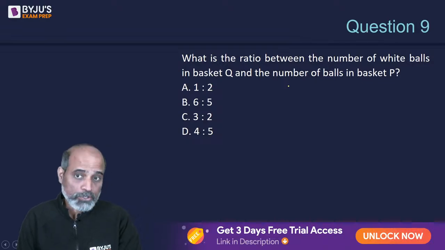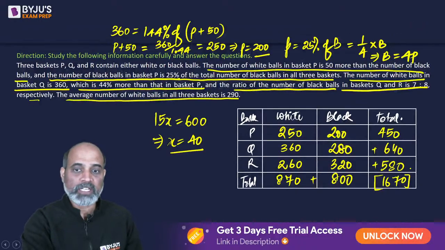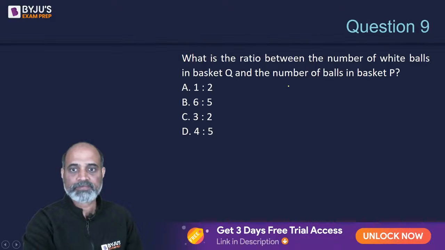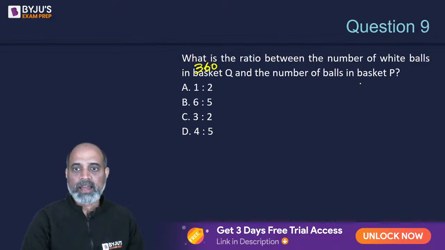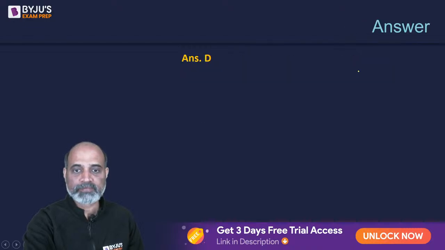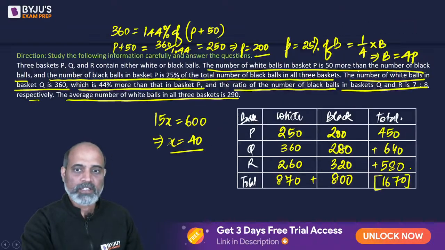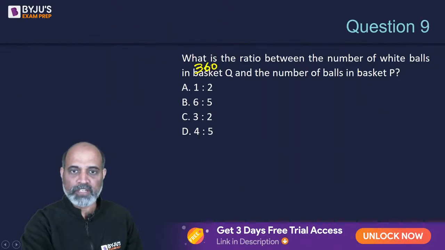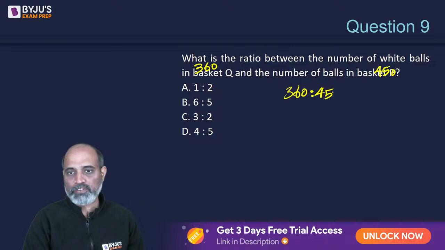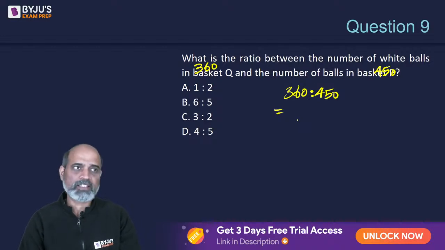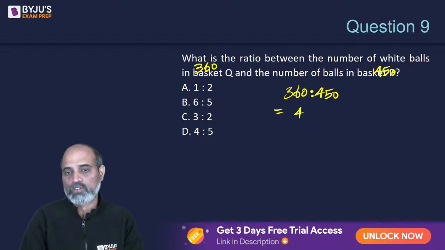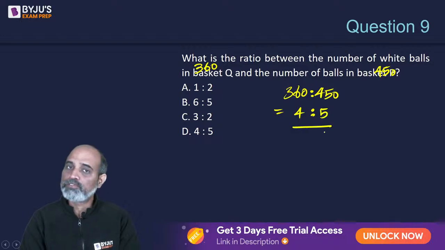Next, what is the ratio between the number of white balls in basket Q, which is 360, and the number of balls in basket P? Is it balls or is it number? Yeah, number of balls in basket P. So the number of balls in basket P is 450. So 360 is to 450 is what is asked. We can get rid of 0 first, so it simplifies to 36 and 45. 36 and 45, they both are in the table of 9, so we can simplify it further and it will result in 4:5.